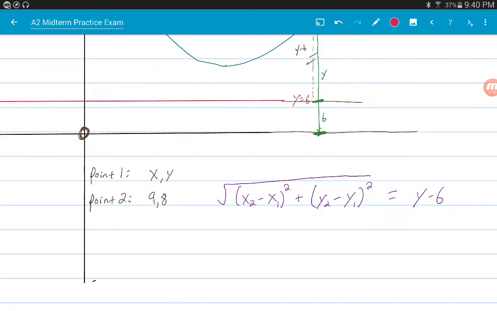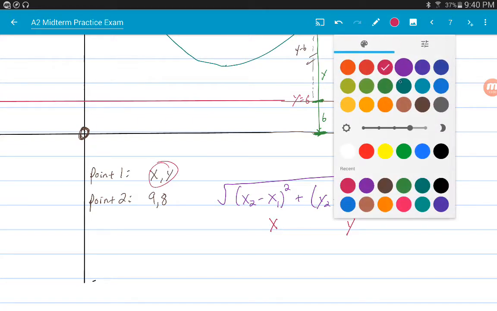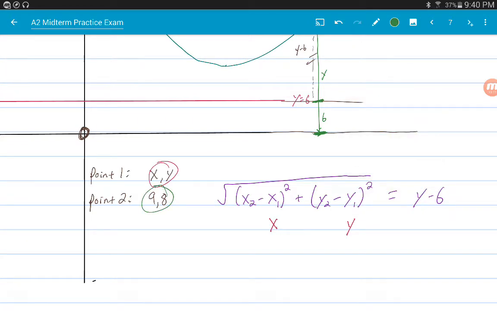I'll plug them in, so point 1, that would be x1 and y1 accounted for, and now I'll plug in for point 2. 9, 8, so that's my x for point 2, that's my y for point 2. Now I'll rewrite the rest of the equation here. And don't forget the square root is equal to y minus 6.